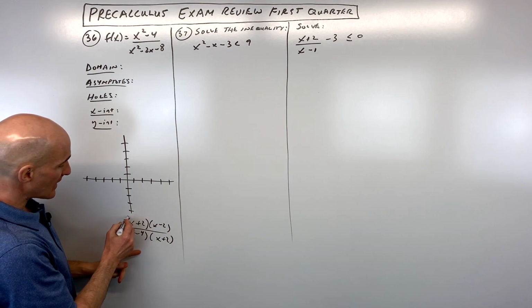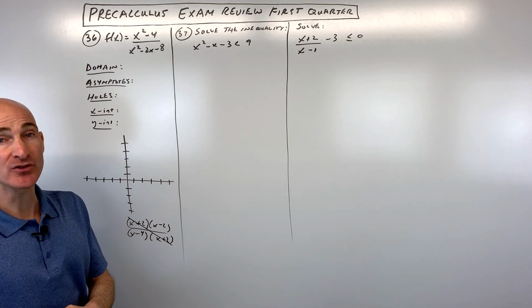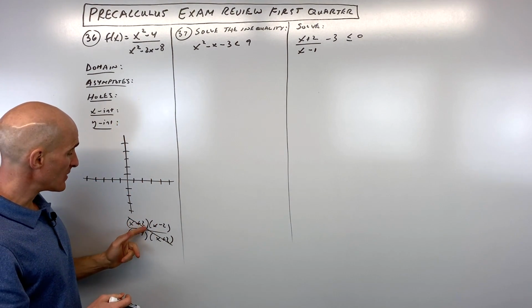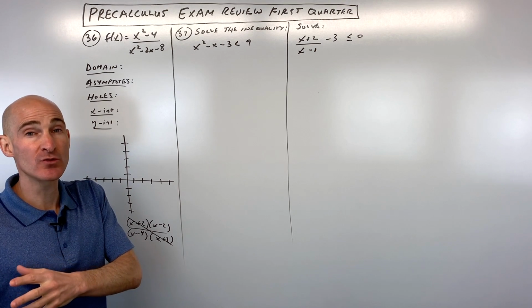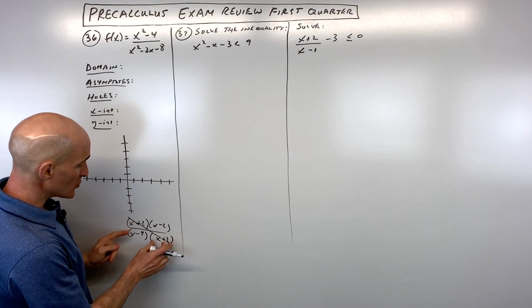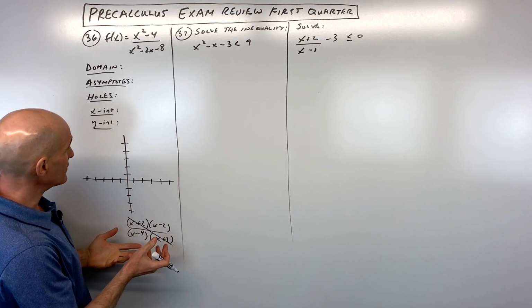Now notice how the x plus 2's cancel, numerator and denominator. So what that tells us when you have a factor in the top and the bottom that cancel out is that there's going to be a hole, oftentimes referred to as a removable discontinuity, at this value negative 2. So if you set x plus 2 equal to 0, you get negative 2.